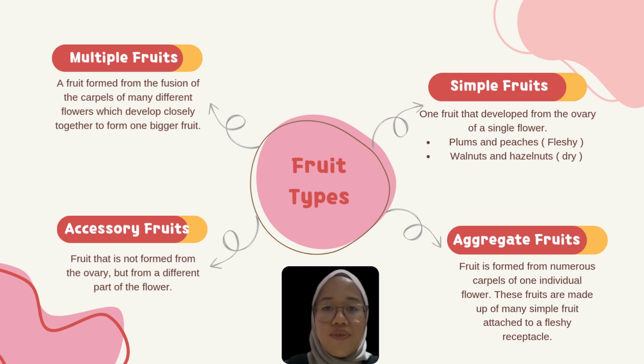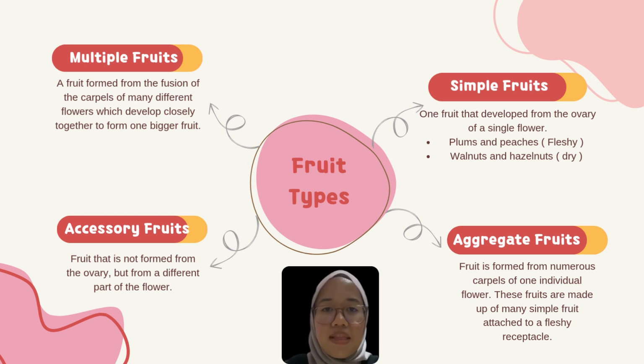Second is aggregate fruit. Fruit is formed from numerous carpels of one individual flower. These fruits are made up of many simple fruits attached to a fleshy receptacle. For example, a raspberry. Every little bubble on a raspberry is one of those mini fruits, and the whole cluster you pick is the group of them joined together.